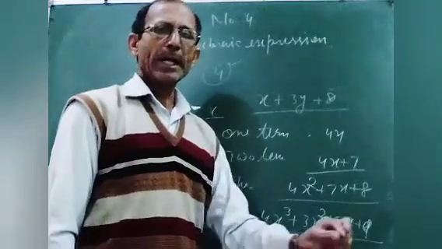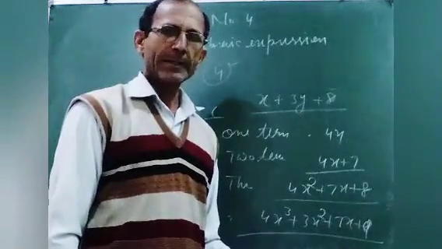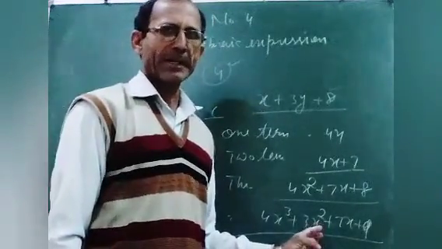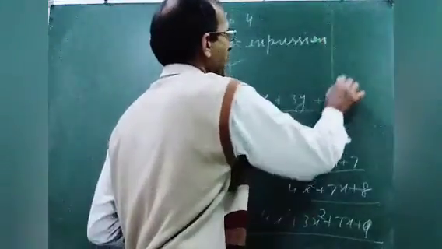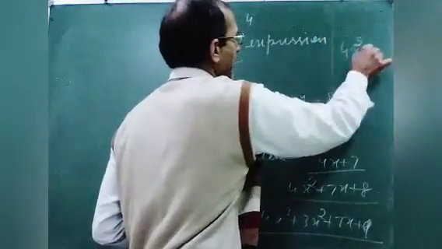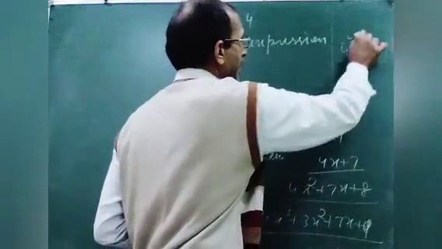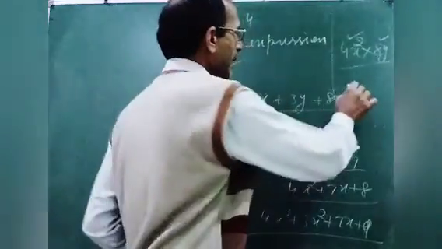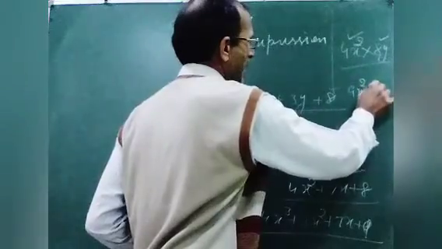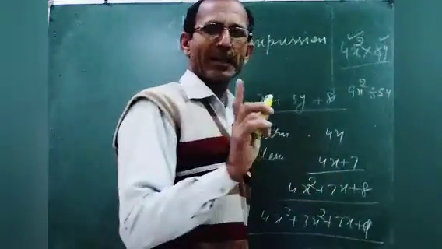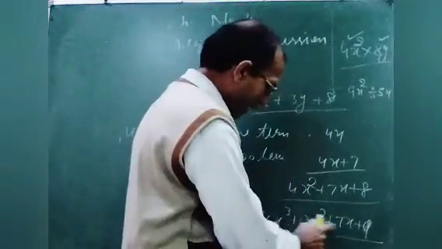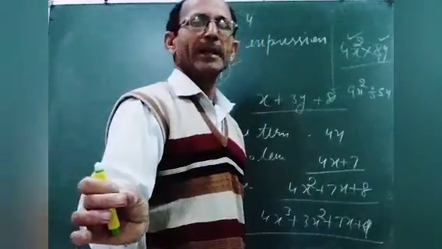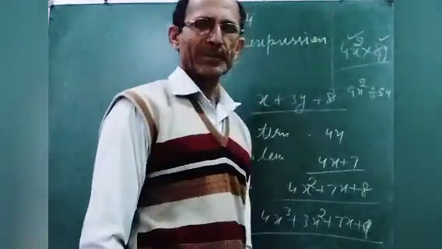So students, only addition and subtraction make terms. Division and multiplication will never make terms. So don't be confused. Sometimes students are confused like this: 4x square multiplied by 8y. Students think these are two terms. No, this is only one term. It is a monomial. And 9x square divided by 5x, this is also one term. Only addition and subtraction make terms, otherwise division and multiplication are only one term.